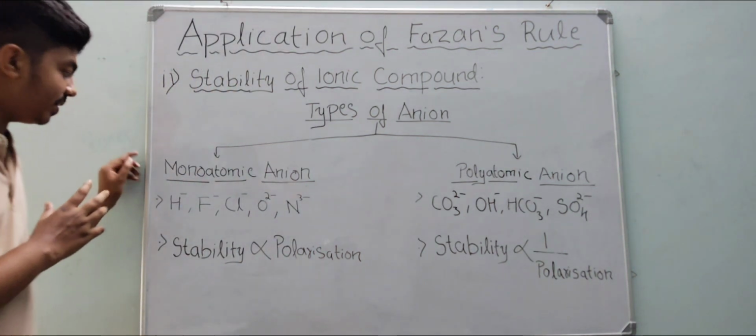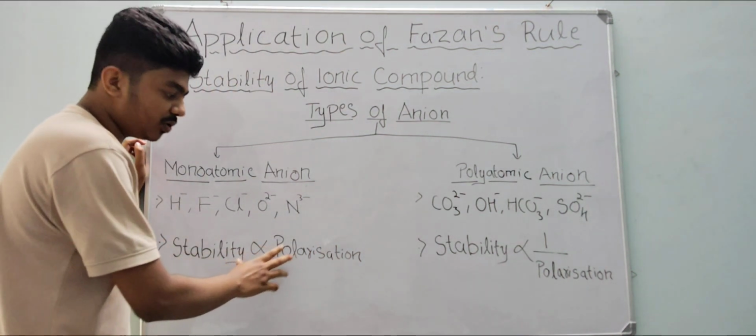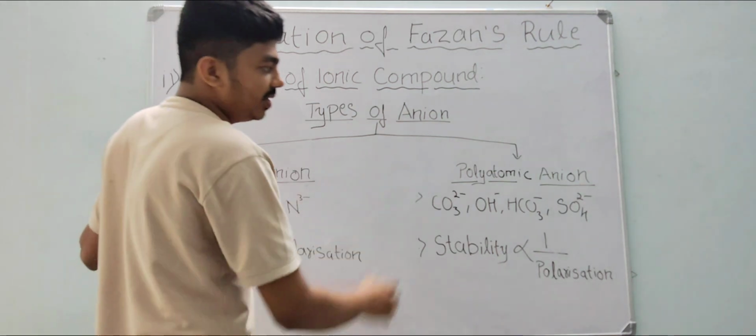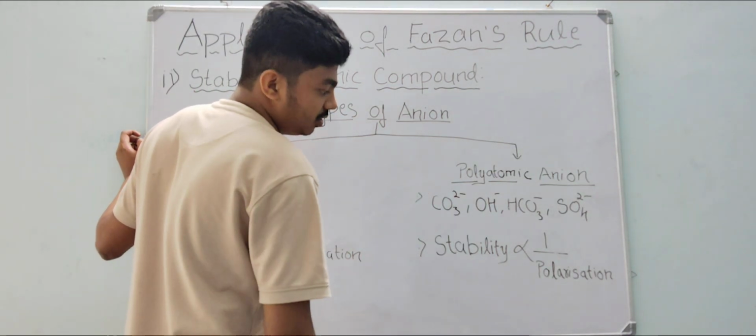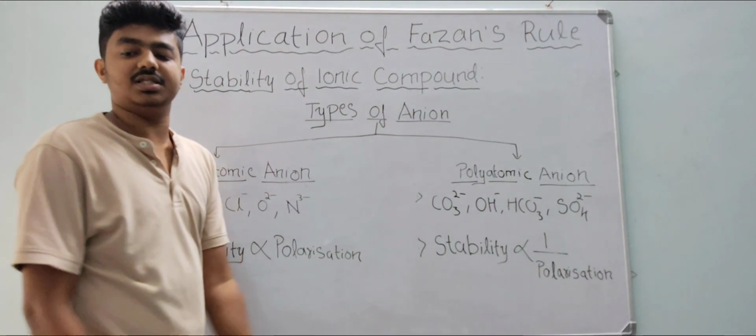In the case of a monoatomic anion, the stability is directly proportional to polarization. But in a polyatomic anion, the stability is inversely proportional to polarization. So how do we understand this?